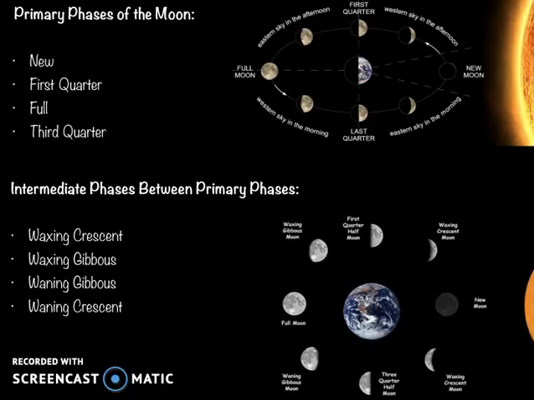The four primary phases of the moon are new moon, first quarter, full moon, and third quarter. The intermediate phases between these primary phases are waxing crescent, waxing gibbous, waning gibbous, and waning crescent.